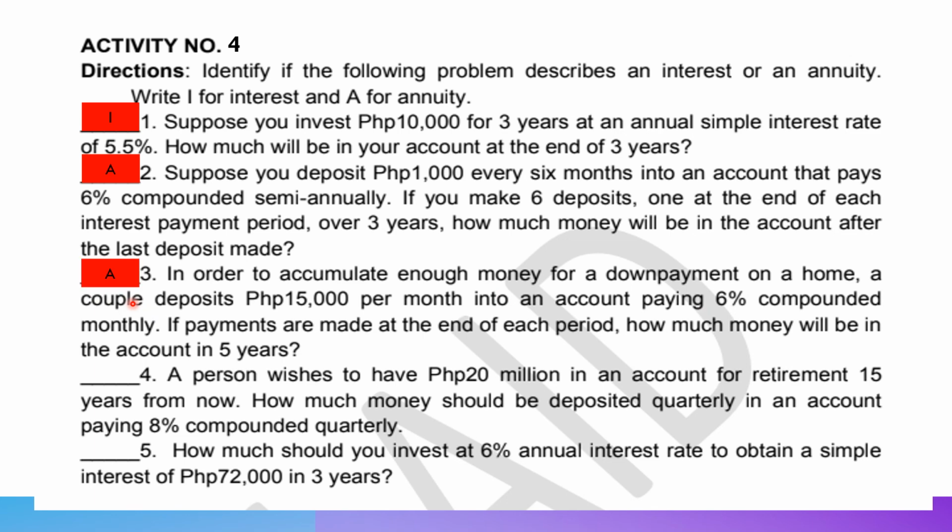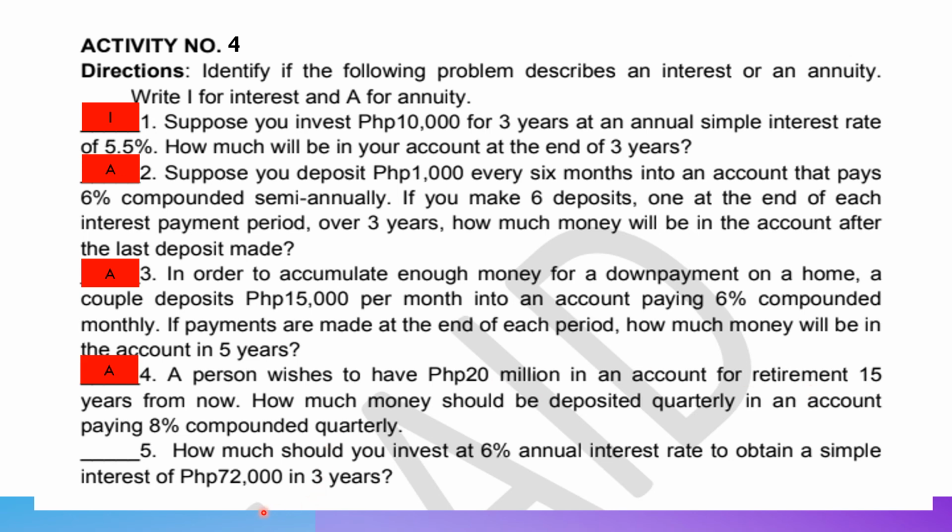This is annuity. Next, number 4, a person wishes to have 20 million in an account for retirement 15 years from now. How much money should be deposited? Ibig sabihin, magde-deposit siya every quarter. So, para daw makakuha siya ng 20 million in 15 years. So, that is annuity again.